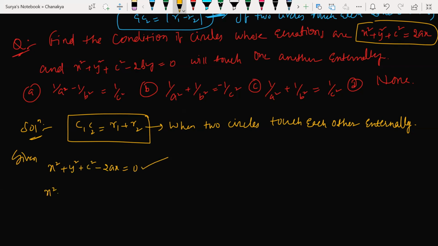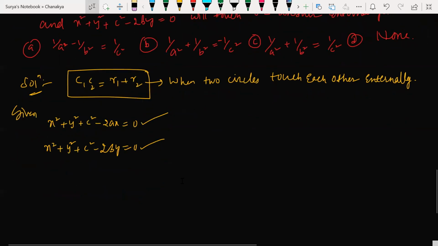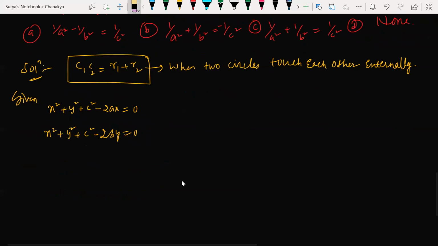What is the second circle given? x square plus y square plus c square minus 2by is equal to 0. This is the second circle. Am I correct? So now guys, from the given circles, how do we find the center? Minus g comma minus f. So what is the center here?